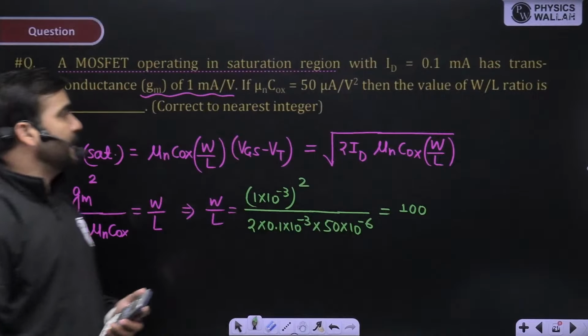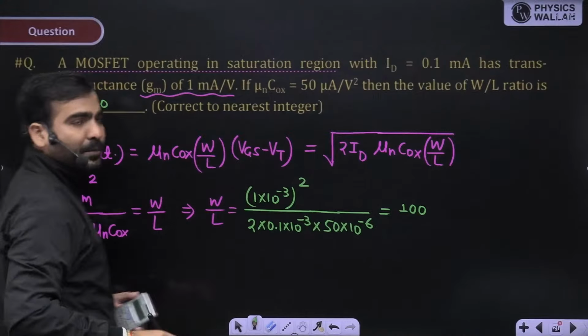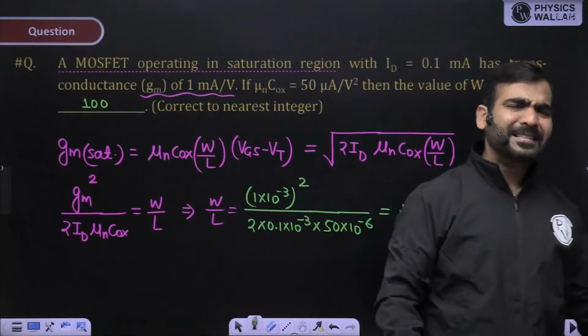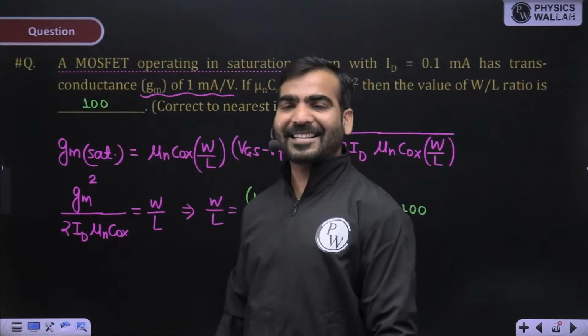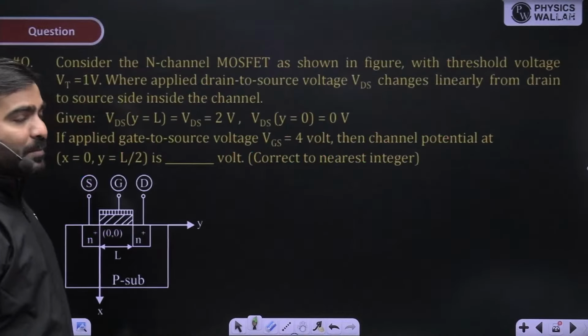So W by L is coming equals to 100. So correct to nearest integer, the answer is 100. W by L ratio is 100. Very simple, straightforward question. Nothing is there, right? In the evening, definitely we will be having some brainstorming questions.